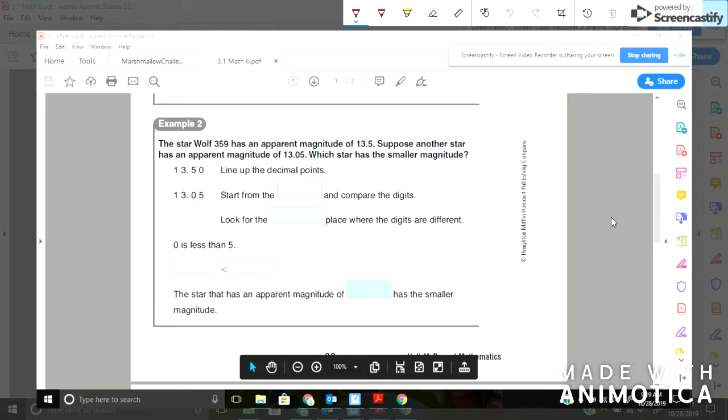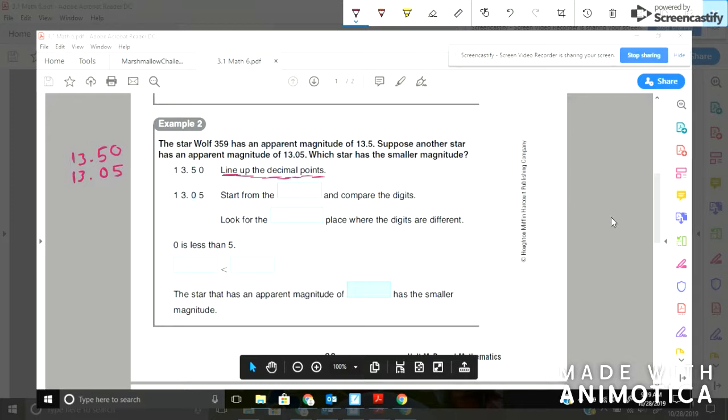Well, it tells you the first thing. Remember, when you're comparing decimals, line up your decimal points. So here my first number is 13.5, and my second number is 13.05. See how I lined up my decimals here? A helpful hint here: you can always add zeros to the end of your decimals, and it doesn't change the answer at all. 0.5 is the same thing as 0.50, okay?